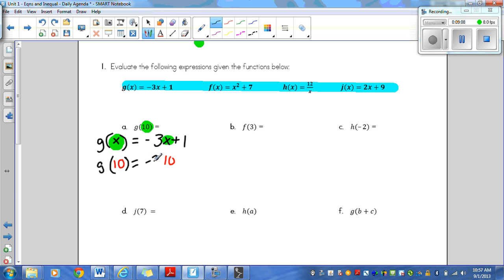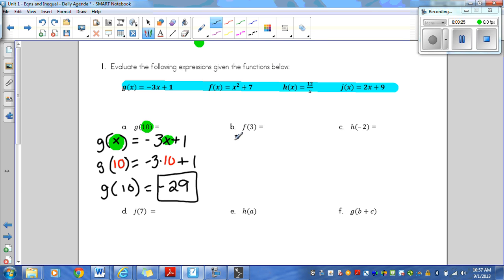So they gave you 10. And remember, this isn't negative 310. This is negative 3 times 10. And then you can use your order of operations. Negative 3 times 10 is negative 30, and negative 30 plus 1 is negative 29. And that's your answer for that one.